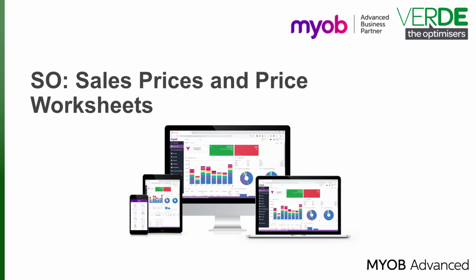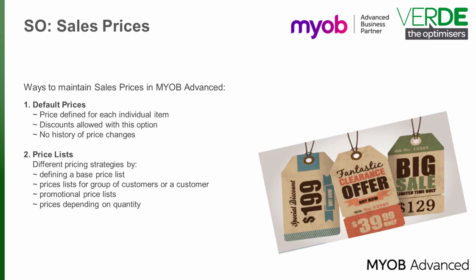MYOB Advanced provides two ways to maintain sales prices, namely default prices and price lists. Default prices is where we define and maintain a price for each individual item. The default price is used for sales. We can use discounts with these prices, but there is no history of price changes when using default pricing only.